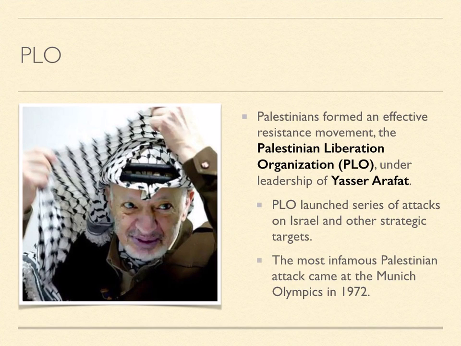PLO. The Palestinians, of course, formed a resistance movement to fight back against the occupation of their lands. The resistance movement was called the Palestinian Liberation Organization, or PLO, and the leader was Yasser Arafat. The PLO launched attacks on Israel and other strategic targets. The most infamous Palestinian attack was an attack on Jewish athletes at the Munich Olympics in 1972. There on the left, you have a picture of Yasser Arafat.